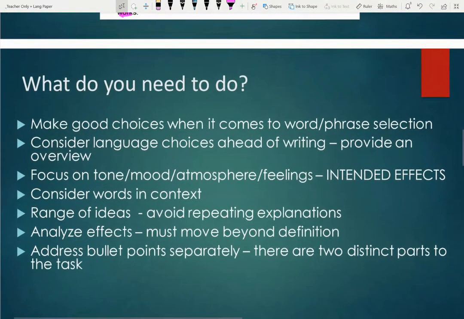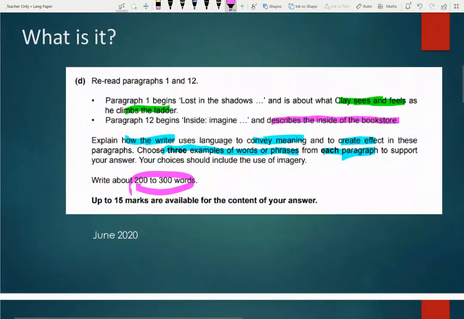Something else you really need to take into account is that before you start writing, you should choose your three language pieces of words and phrases from the text. The reason I say that is because the exam board want you to write an overview at the start of your answer. So if you went back to the question, this one here, and let's talk about this first bullet point. So we should be talking about what Clay sees and feels as he climbs the ladder.